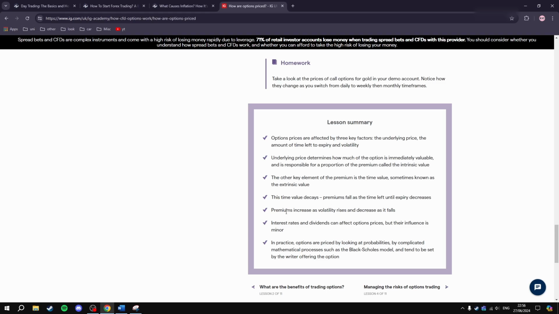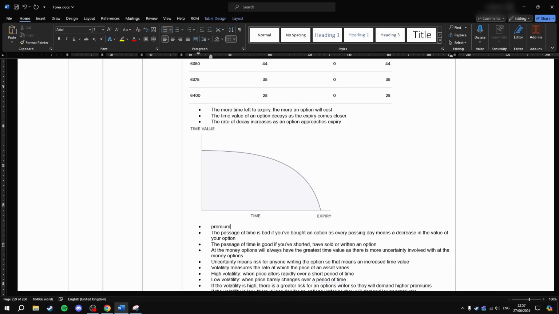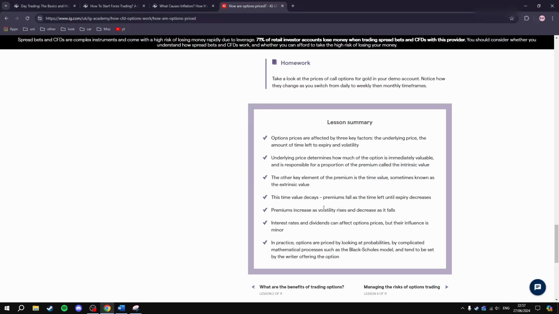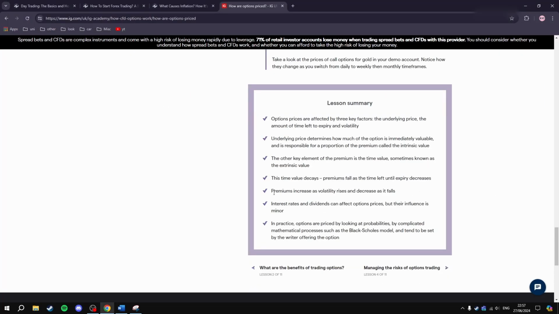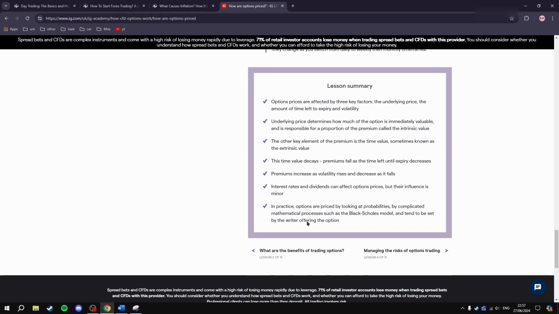Premiums increase as volatility rises and decrease as it falls. Interest rates and dividends can affect option prices, but their influence is minor.